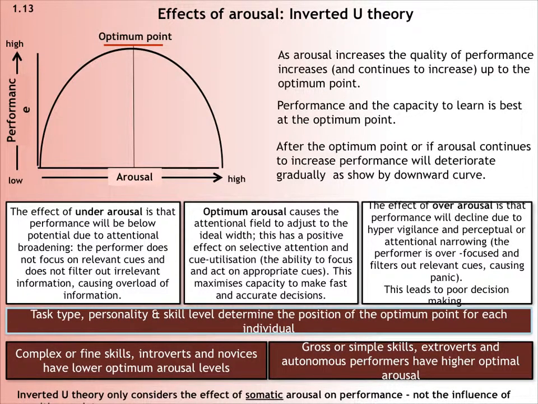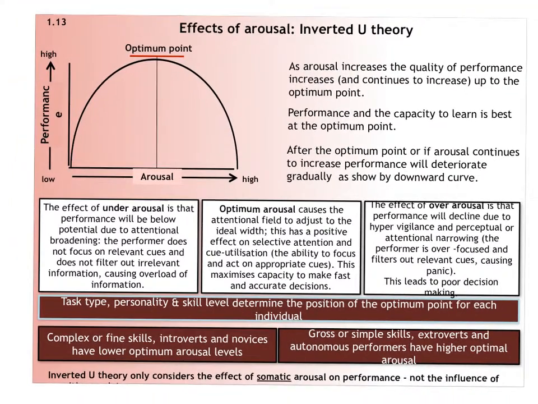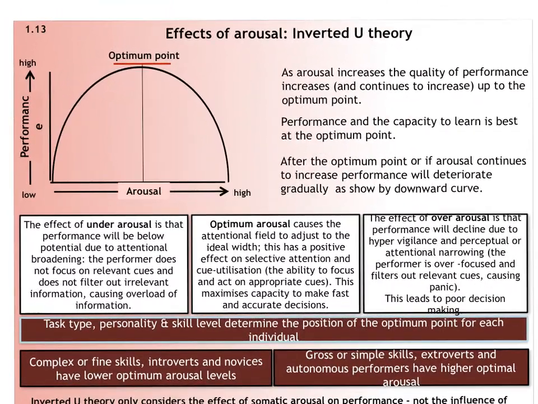And again, the inverted U only considers the effect of somatic arousal on performance, and not the influence of cognitive. So again, it's mainly just talking about somatic. Okay, we'll move on to the next one.